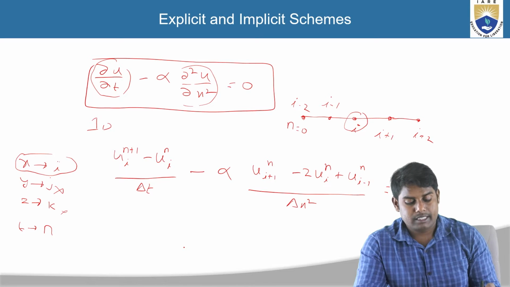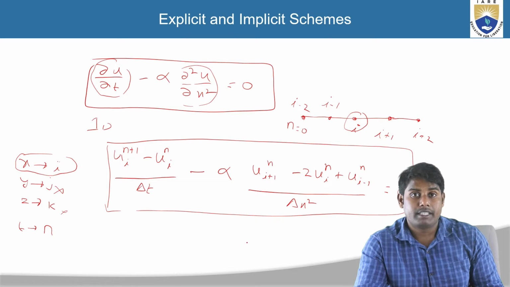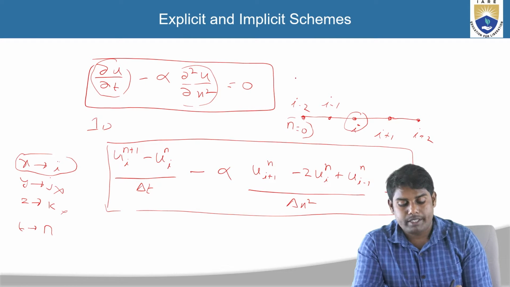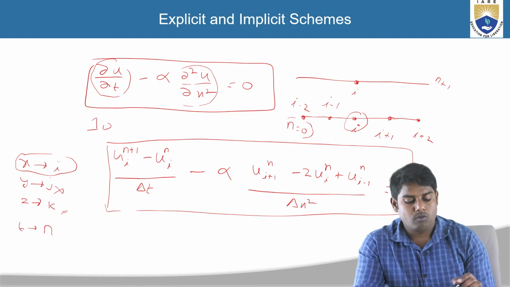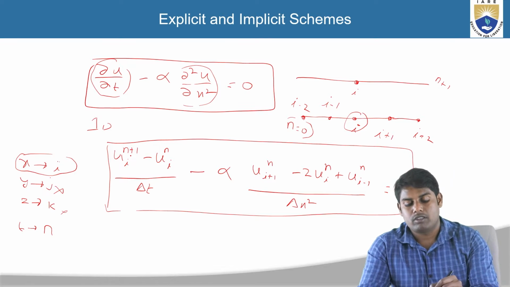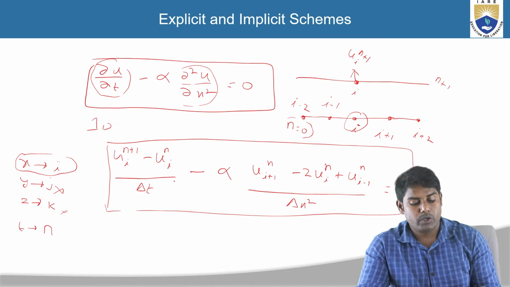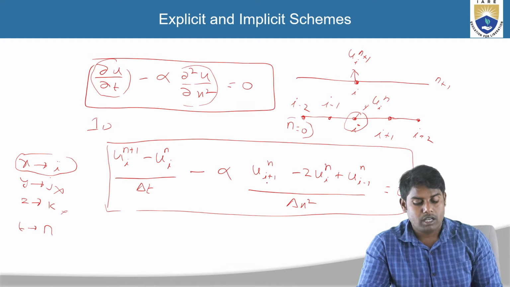Now this expression, whatever you are seeing, is called the explicit term. Why is it called explicit? Let's say n equal to 0 is nothing but the initial time level, and n equal to 1 is the other time level. This point would be i, at the n plus 1 level. So in this expression, what are the terms we have? We have u of i to the power of n plus 1. This term is u of i to the power of n. Next, u of i plus 1 to the power of n.